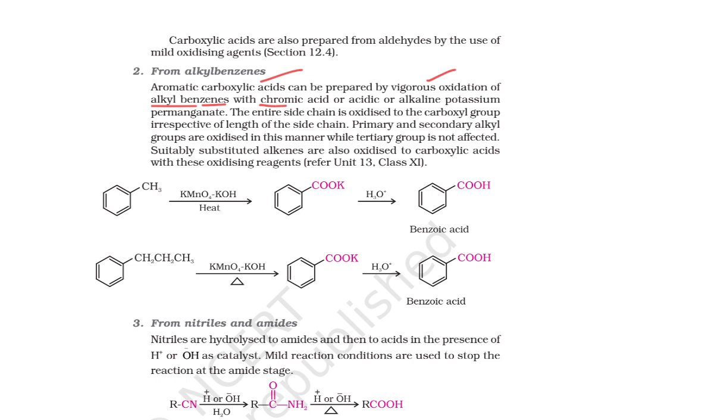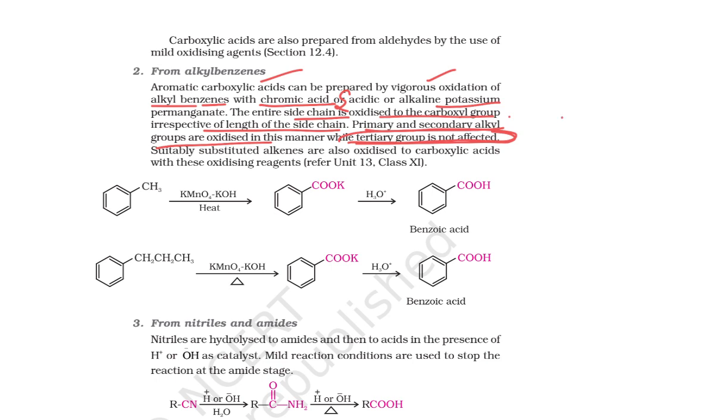With chromic acid. I already told you, chromic acid, CrO3, or acidified or alkaline KMnO4. So chromic acid or alkaline or acidic potassium permanganate. The entire side chain is oxidized to a carboxyl group, irrespective of the length of the side chain. The primary and secondary alkyl groups are oxidized in this manner, while tertiary is not affected, because the tertiary carbon does not have any hydrogen to undergo the oxidation reaction.